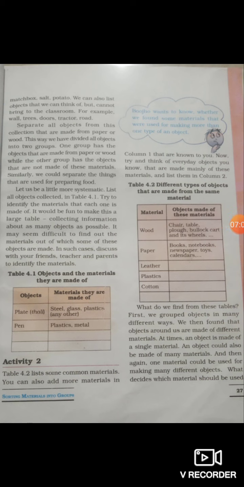Now you need to understand two important things: that objects are made up of a large variety of materials. What I mean to say is that a table or a chair could be made up of wood or plastic or from iron. Similarly, the utensils could be made up of plastics or iron or aluminium or steel. Your clothes could be made up of cotton, fabric or silk or polyester or nylon. The other thing you need to understand is that a given material could be used to make a large number of objects. Understood, children?